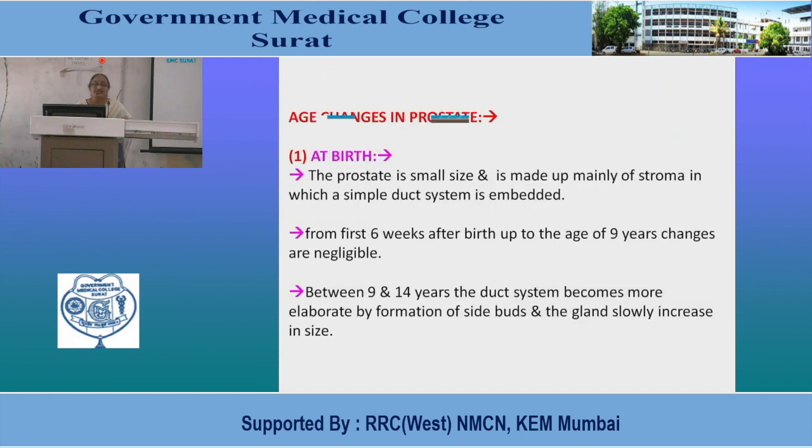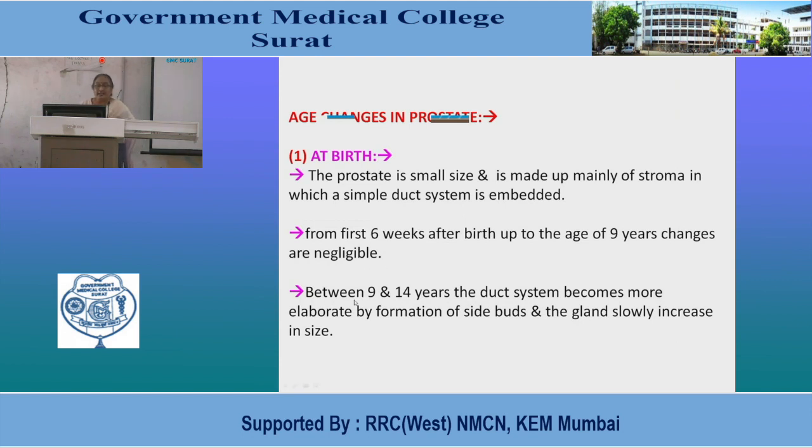Now what are the age changes that occur in the prostate gland? First, at birth, the prostate is very small in size and is made up mainly of the stroma in which the simple duct system is embedded, which forms in the first 6 weeks after birth. Up to the age of 9 years, changes are negligible.